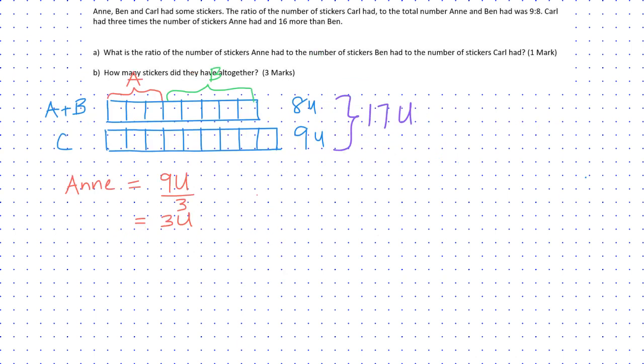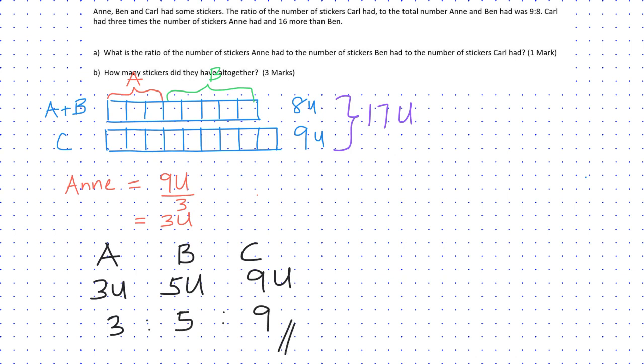Okay, so now let us write the number of stickers Anne, Ben and Carl had in terms of units. Anne has 3 units of stickers, Ben has 5 units of stickers, and Carl has 9 units. So the ratio between the 3 would be 3:5:9. Okay, so we're done with the first question.